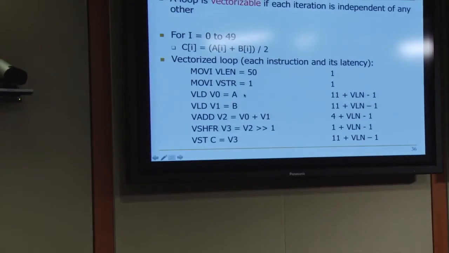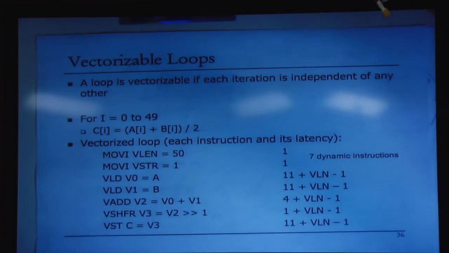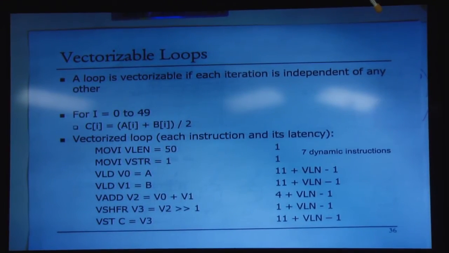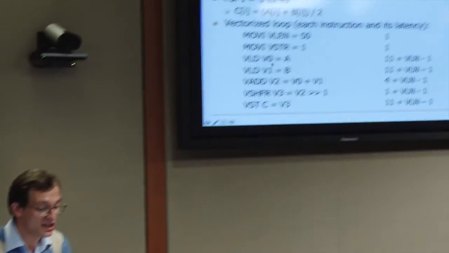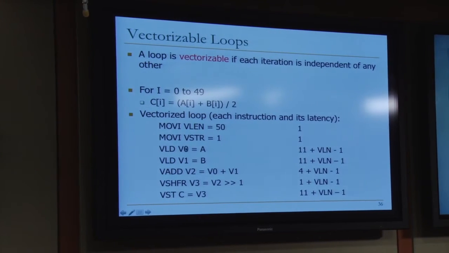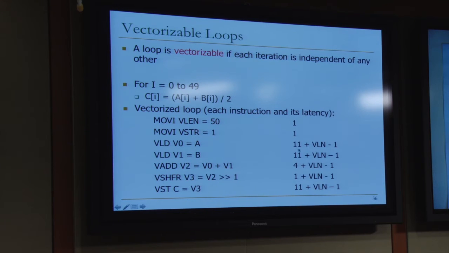And now I can bring in my picture here. It's the same thing over here, except one is tilted. Okay, I'll use this in a little bit. Basically, you need to set the vector length register, and the length is 50 here. Vector stride is 1, because we're loading consecutive elements. And then the first operation is a vector load from address A into vector register 0, which loads 50 elements. It takes 11 cycles to get the first element. And then after that, you get one element per cycle, because we're assuming that we have 16 banks right now.